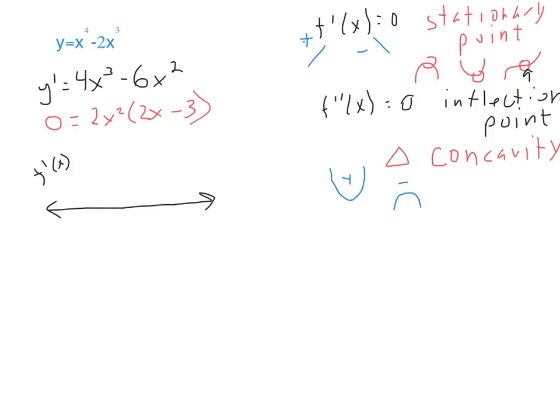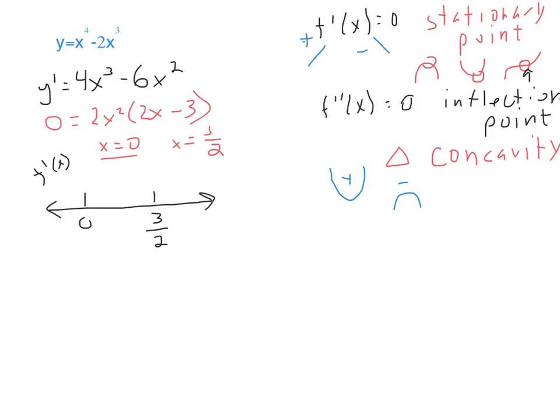And that means I'm going to have x equals 0. Notice that's an x squared, so this one is a double root. And then if I add 3 and divide by 2, I will get x equals 3 over 2. So those are going to be my two x-intercepts, my critical values here. So 0 and 3 over 2.